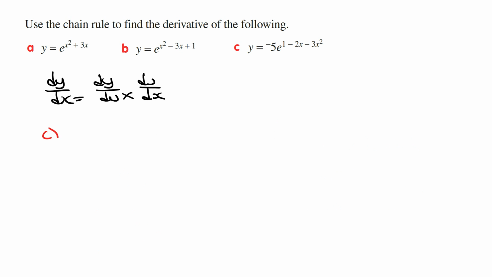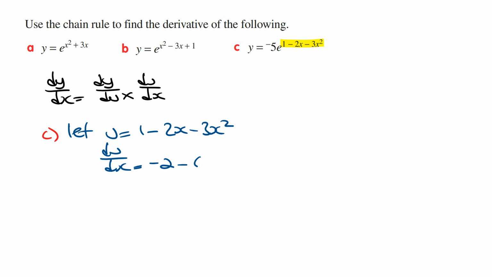Part C. y is equal to minus 5 times e to the power of 1 minus 2x minus 3x squared. And so we let u equal the exponent part, and so u is going to be 1 minus 2x minus 3x squared. Deriving this, we're going to get du dx, and this is going to be minus 2 minus 6x. We can take out a negative, and we can rewrite this as minus and then 6x plus 2.